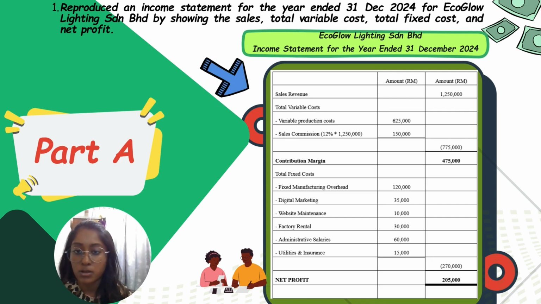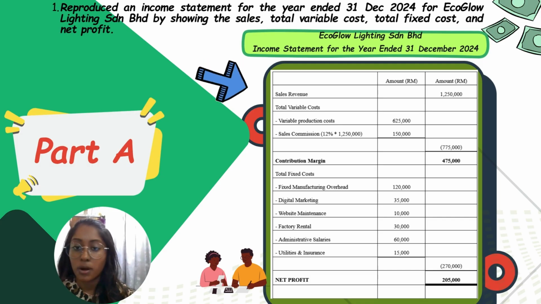After deducting the variable cost, the contribution margin stands at 475,000 ringgit. Next, we deduct the total fixed cost of 270,000 ringgit. This cost includes 120,000 for manufacturing overhead, 35,000 for digital marketing, 10,000 for website maintenance, 30,000 for factory rental, 60,000 for administrative salaries, and 15,000 for utilities and insurance. Finally, after all these deductions, EcoGlow Lighting earned a net profit of 205,000 ringgit for the year.